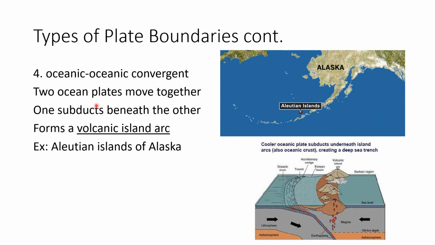Fourth type of specific plate boundary is the oceanic-oceanic convergent boundary. So now we've got two ocean plates that are moving together. In this case, one is going to subduct beneath the other, but it's not because it's heavier. Since they're both ocean crust, they have the same density. It's just that they're going to push really hard against each other until one of them kind of snaps and breaks and sinks beneath the other one.